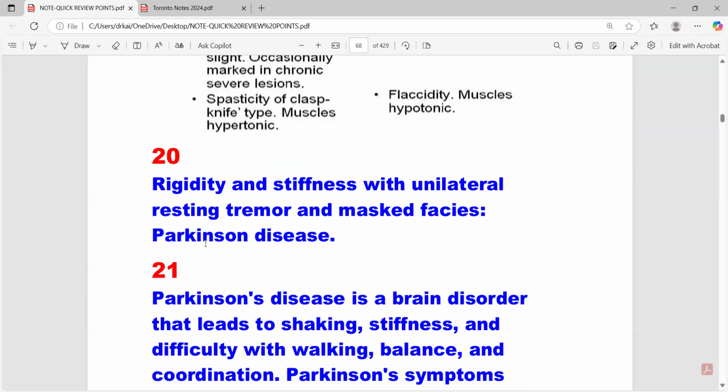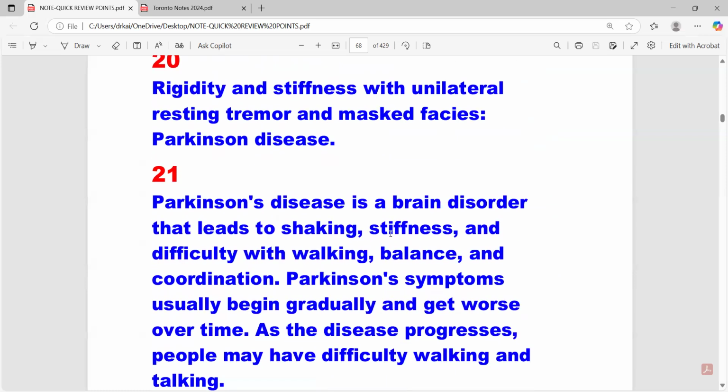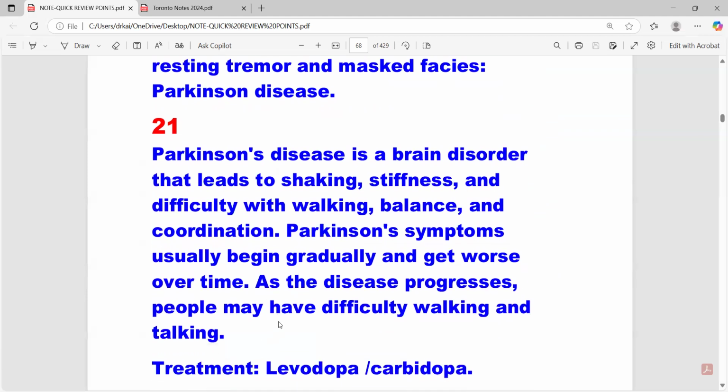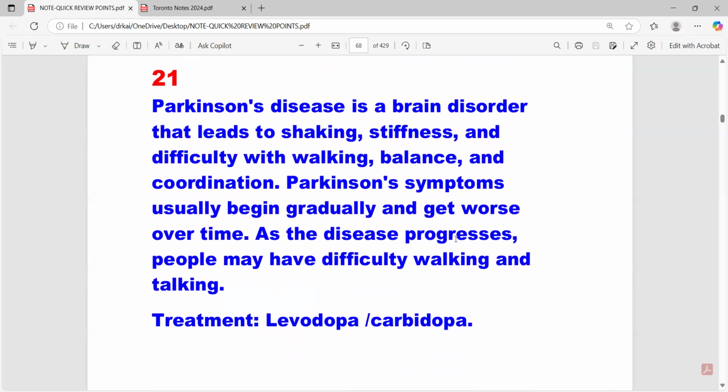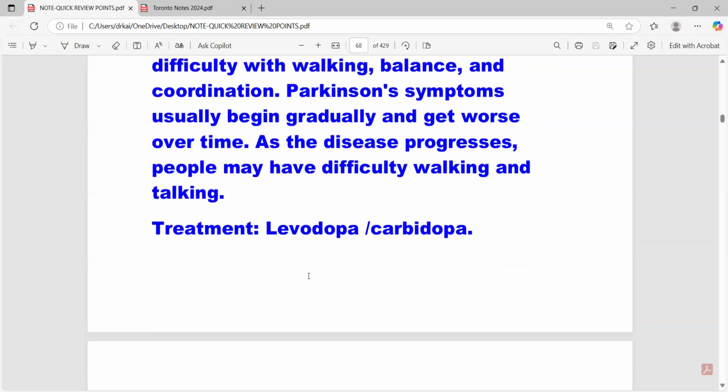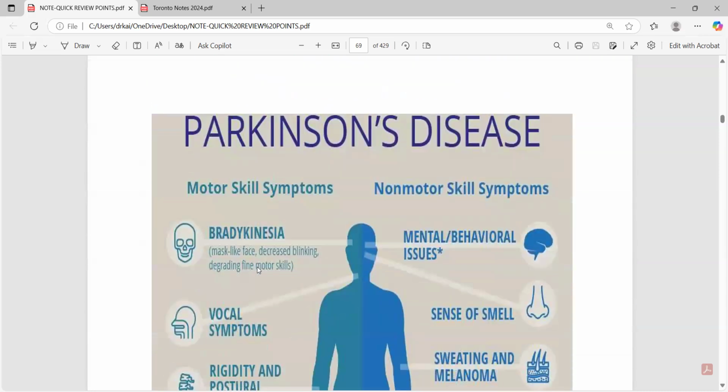So in Parkinson disease, knowing what are the tests that we have to do. Parkinson disease, the brain disorder for shaking, stiffness, difficulty with walking, balance, and coordination. Parkinson syndrome symptoms usually begin gradually and get worse over time. As the disease progresses, may have a difficulty walking. So what do we do is levodopa and carbidopa.